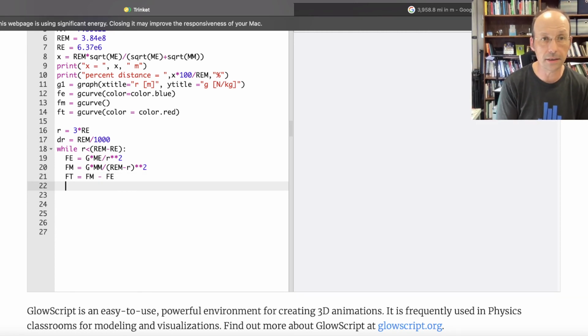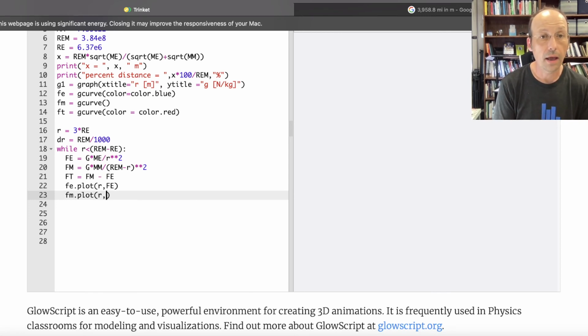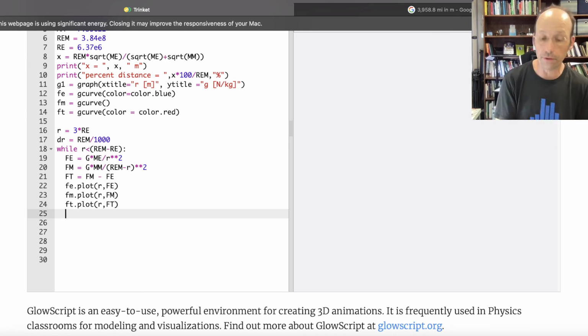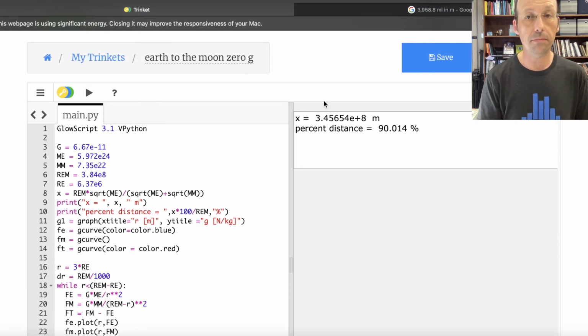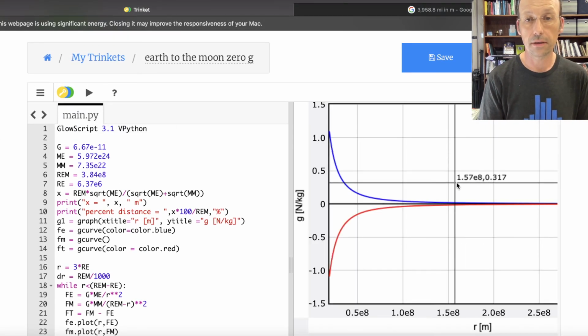Now I can plot this stuff. Fe dot plot r Fe. Fm dot plot r Fm. Ft dot plot r Ft. Now I have to move my r value. So r equals r plus dr. And let's run this and see if I don't break something.